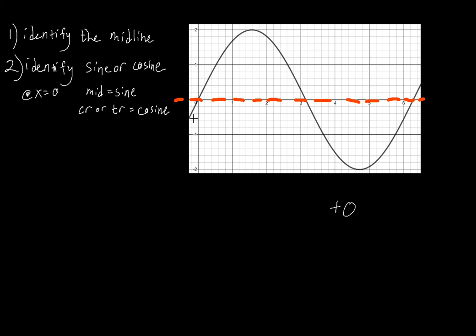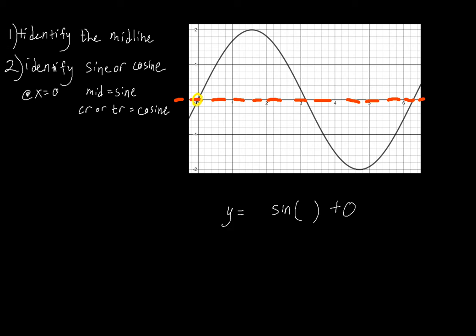But I'm going to go ahead and look at this. Our graph at x equals 0, we're at the midline. So if I'm at the midline, that means that I'm looking at a graph of sine. I can pretty confidently say that this is the start to our equation. Oh, it should start with y equals.